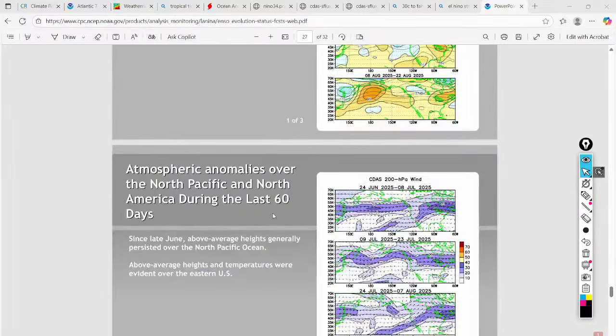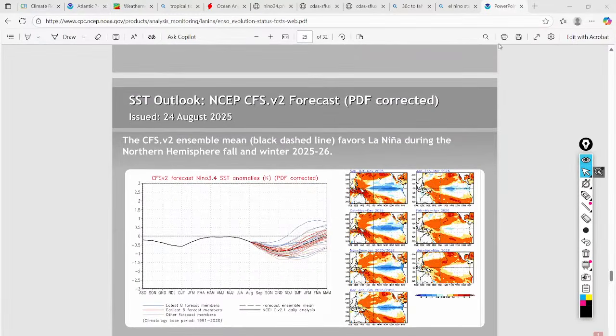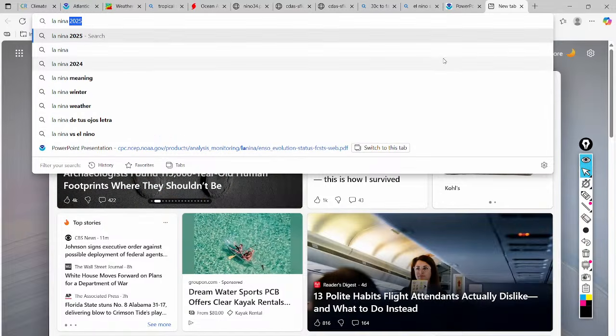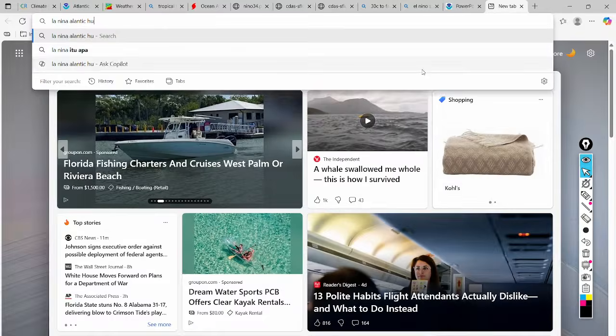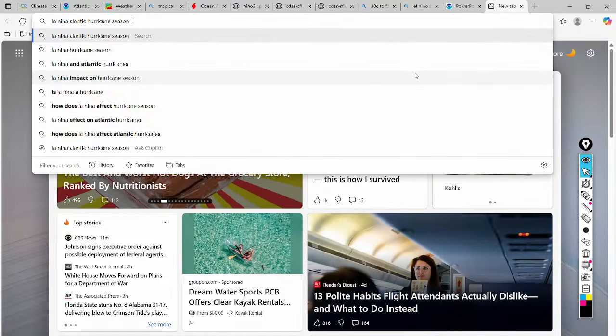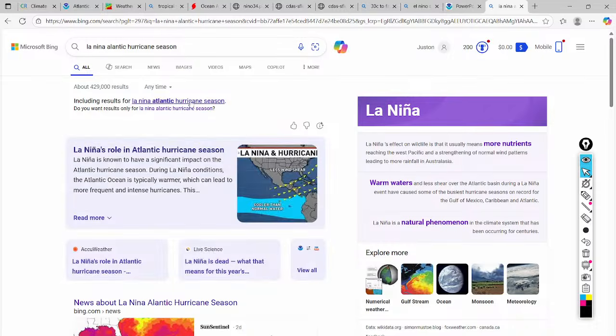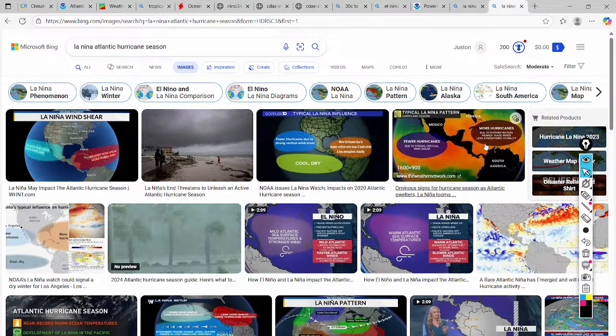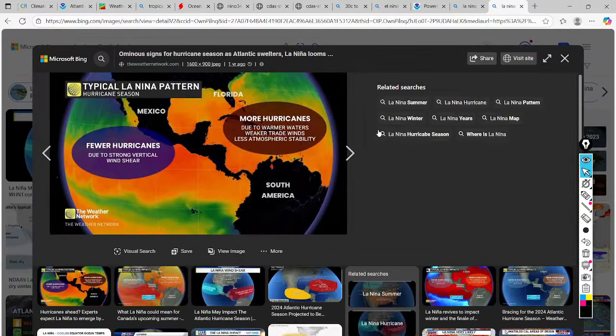Basically, what is a La Nina? I'm going to tell you guys the definition of what Google says. La Nina, Atlantic hurricane season. What does this do for the Atlantic hurricane season? When we take a look at the graph here, this is typically what a La Nina does. Basically, more hurricanes, due to warmer waters.